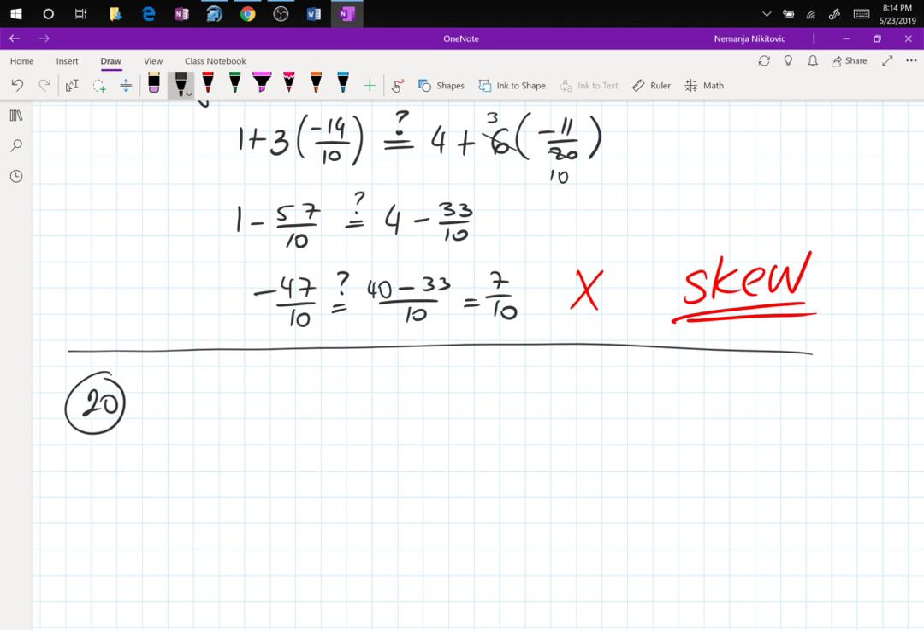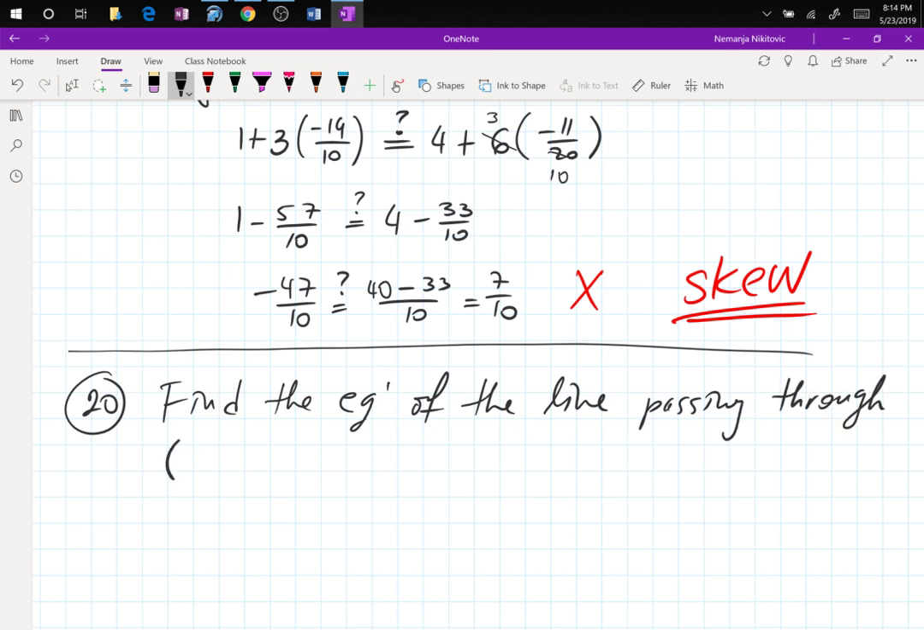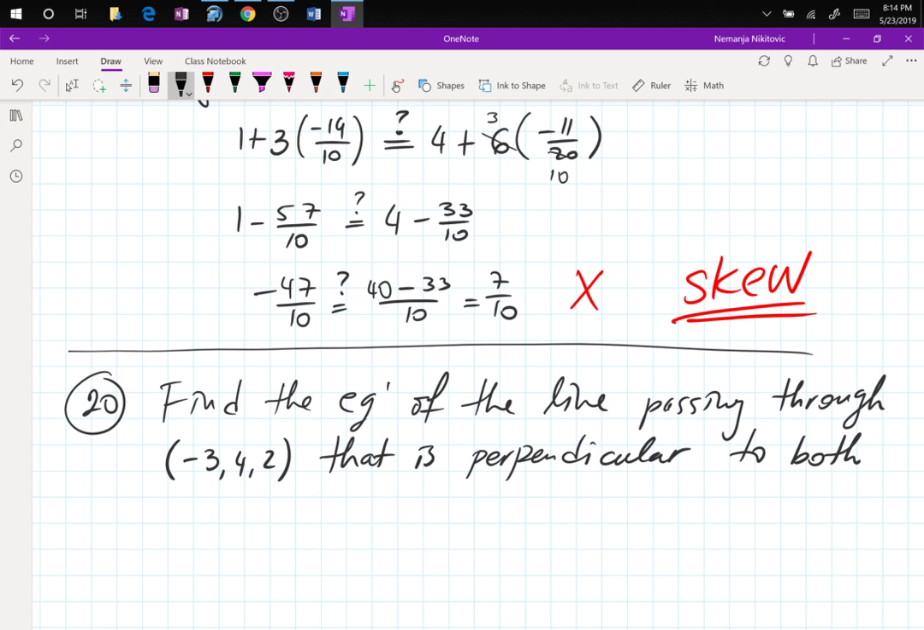Problem 20 says find the equation of the line passing through the point negative 3, 4, 2, that is perpendicular to both vector u, given as 1, 1, negative 5, and vector v, 0, 4, 0. It's gonna be awesome.